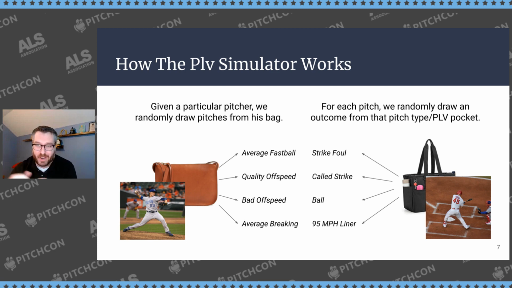No balls, 2 strikes. A bad off speed, a ball. And then an average breaking ball, 95 mile per hour liner. Boom, plate appearance. So we are going to look, again, at players who have a really good foul ball ability, right? They've got a lot of foul balls in their bag for good and quality pitches. Well, their plate appearances are going to be extended longer.